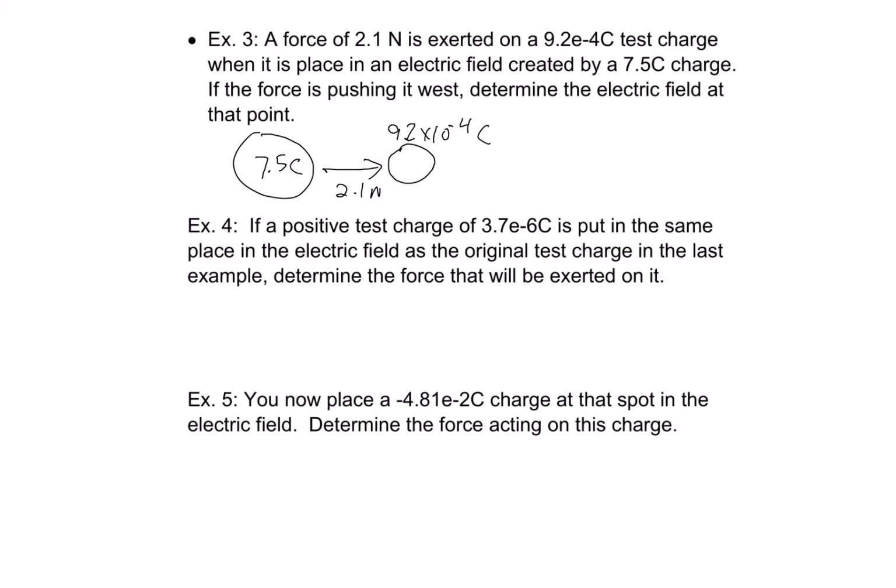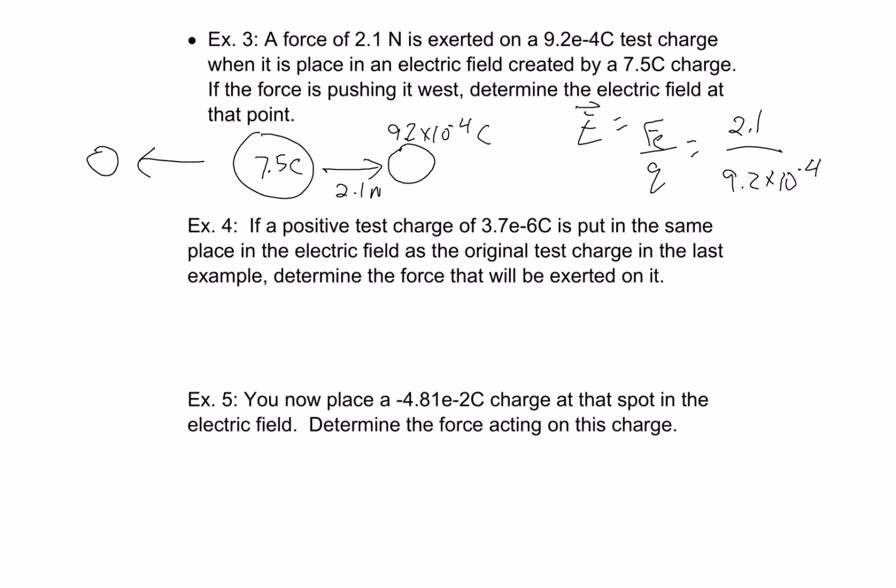Oh, I got my diagram backwards, but that's okay. It says it's pushing it to the west, so our charge was actually over here going to the west. And it's asking what is the electric field. So we'd have E equals F over Q. So our force is 2.1 newtons divided by our charge of 9.2 times 10 to the negative 4.